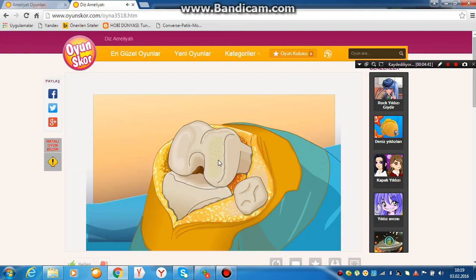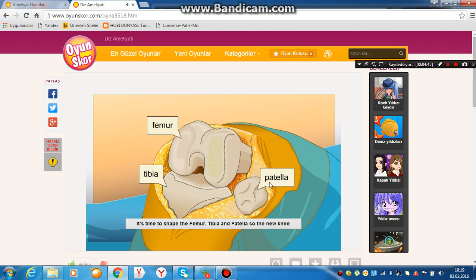Are you a good sculptor? It's time to shape the femur, tibia, and patella so the new knee components fit properly.